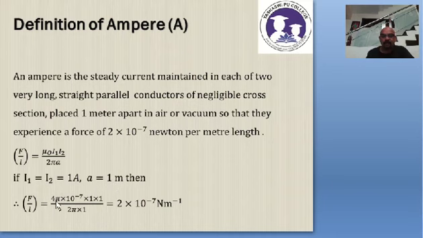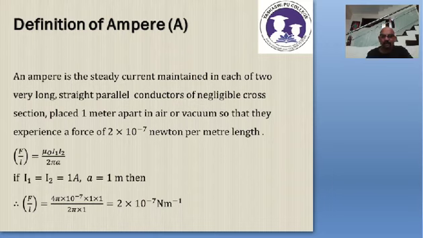In the place of mu naught, you can substitute 4 pi into 10 to the power minus 7. That is the value of mu naught. I1 is 1, I2 is 1, and 2 pi as it is, and A is 1 meter. If you calculate this, pi and pi cancel, 2 into 10 to the power minus 7 remains, and the force per unit length will be equal to 2 into 10 to the power minus 7 Newton per meter.